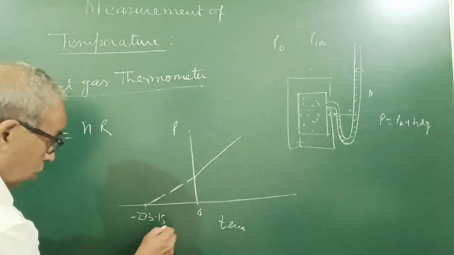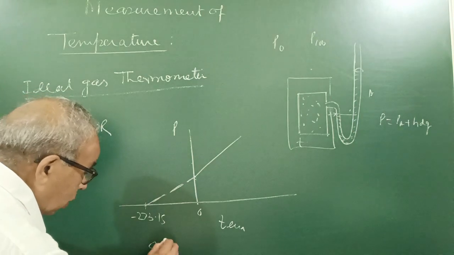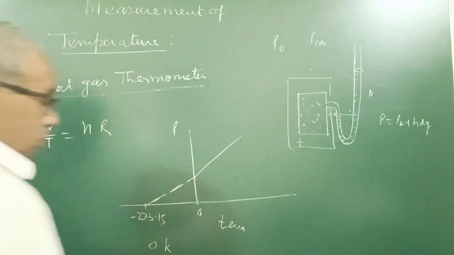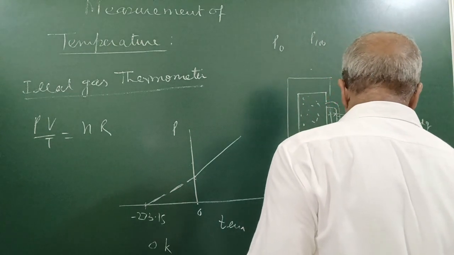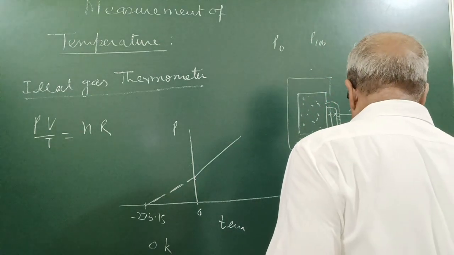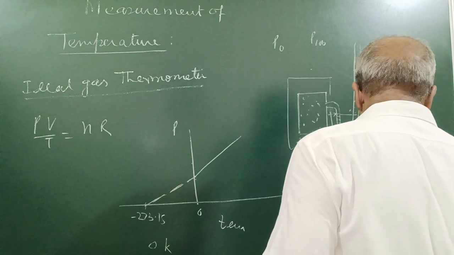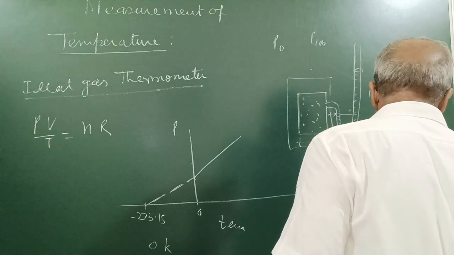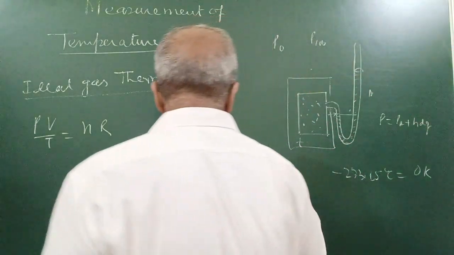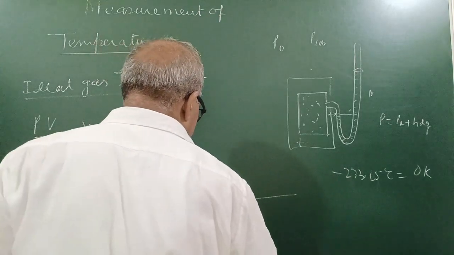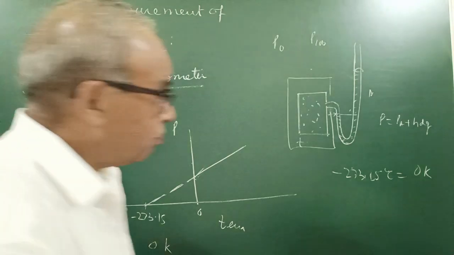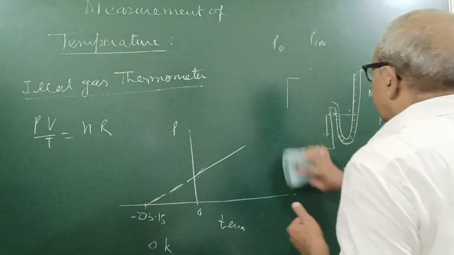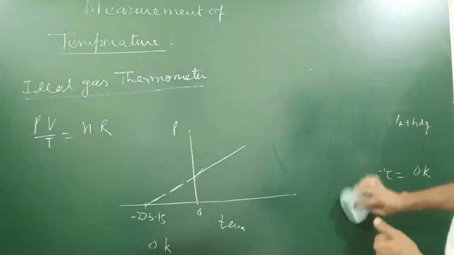So this is also called absolute zero, 0 Kelvin. Minus 273.15 degree centigrade is called 0 Kelvin, and it is the base of the Kelvin scale here. Here also, real gases deviate a little from this again.